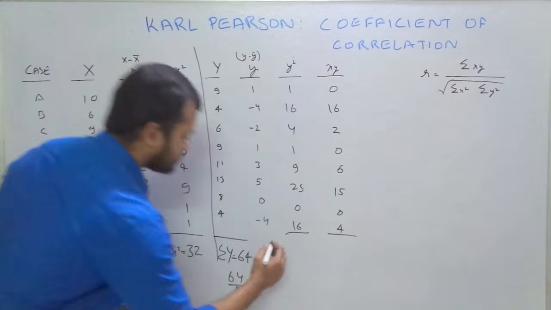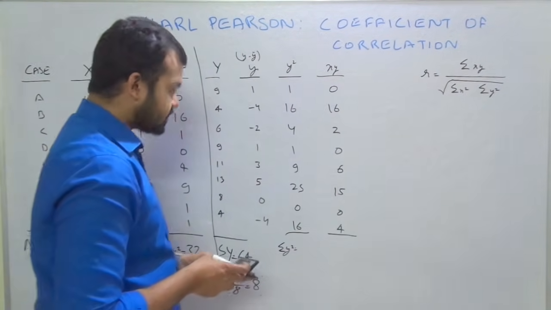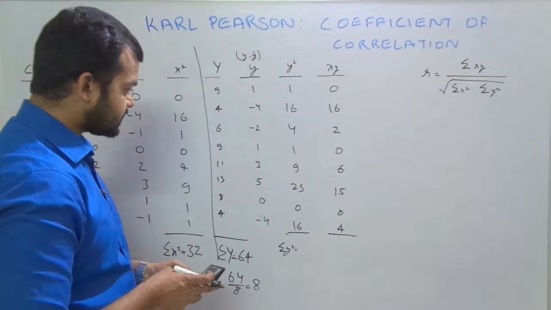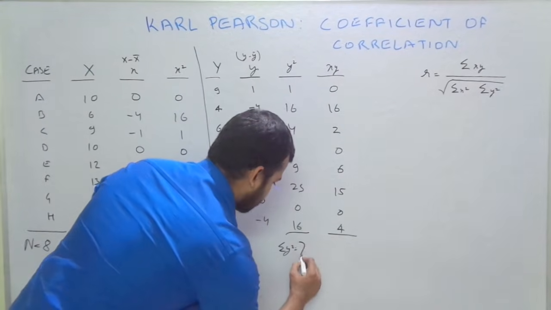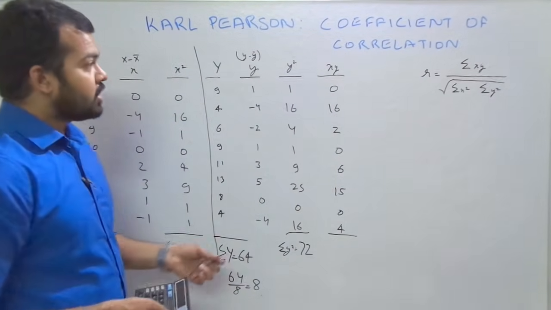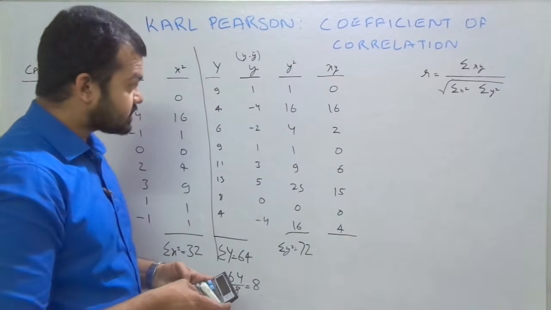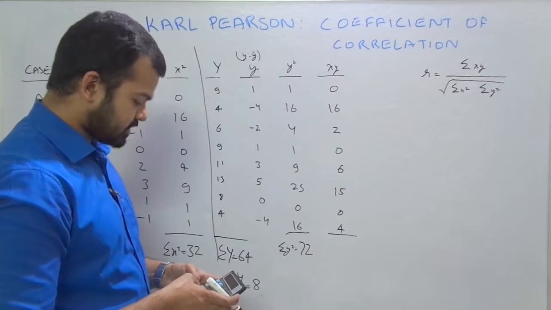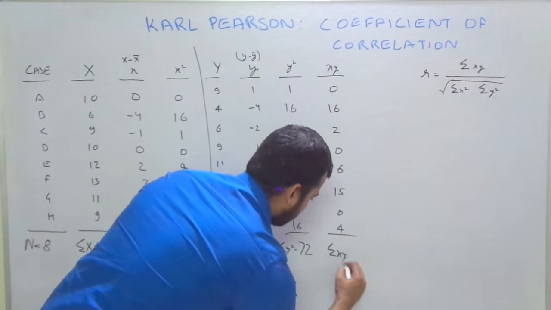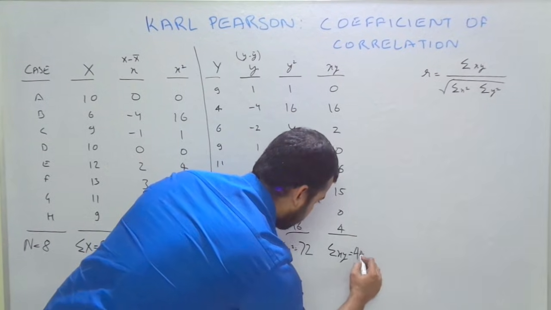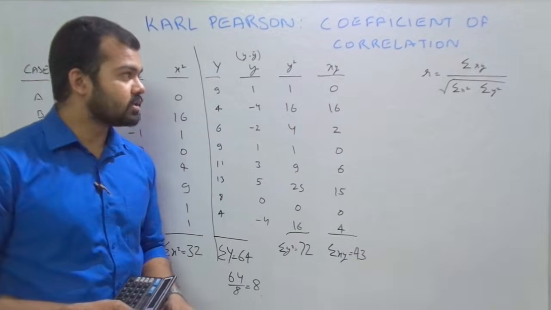Now we have to obtain the total of summation y square. With the help of a calculator: 1 plus 16 plus 4 plus 1 plus 9 plus 25 plus 16. That comes out as 72. Now we have to obtain the total of the xy column also. So 16 plus 2 plus 6 plus 15 plus 4. So summation xy comes out as 43. Now we have all these values, and we just have to put them into the formula.